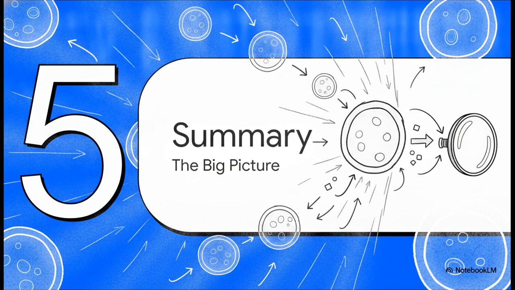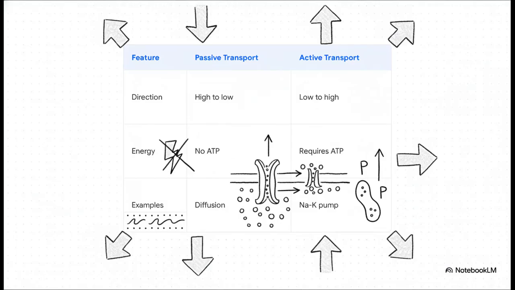Let's look at the big picture. We have covered a ton of microscopic ground today, so let's make sure the absolute foundational rules of cell transport are crystal clear. Look at this ultimate showdown. For passive transport, you're always going downhill, from high to low concentration. That means it is a completely free ride, no ATP needed, whether that's osmosis or diffusion.